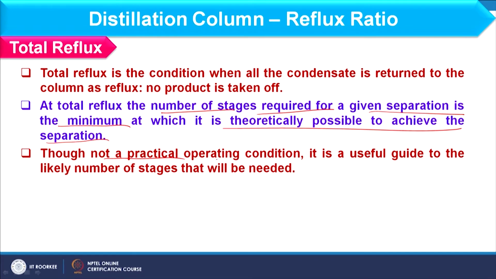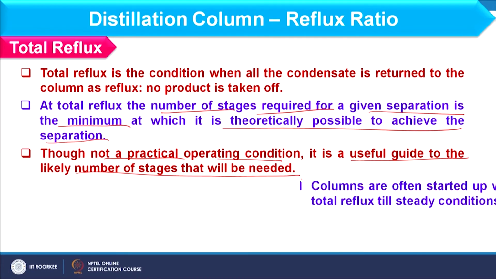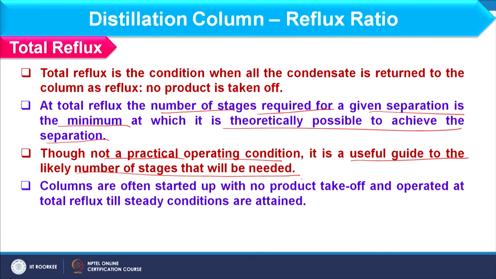Though not a practical operating condition, it is a useful guide to the likely number of stages that will be needed. So, when we consider the optimization of reflux ratio, we should consider the minimum number of stages and the maximum number of stages. Total reflux will give the minimum number of stages required for the given separation.